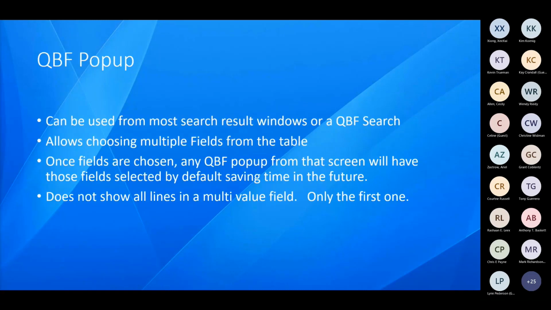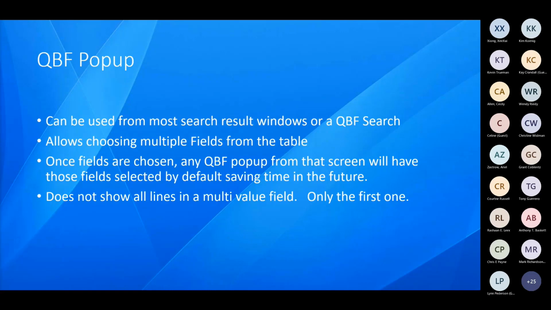So the QBF pop-up can be used from most search result windows or from a QBF search. It allows you to choose multiple fields from the screen you're searching in. Once the fields are chosen, any QBF pop-up from that screen will have those fields automatically selected, so it's a repeatable report. It's something that you can quickly and easily do again and again and again.